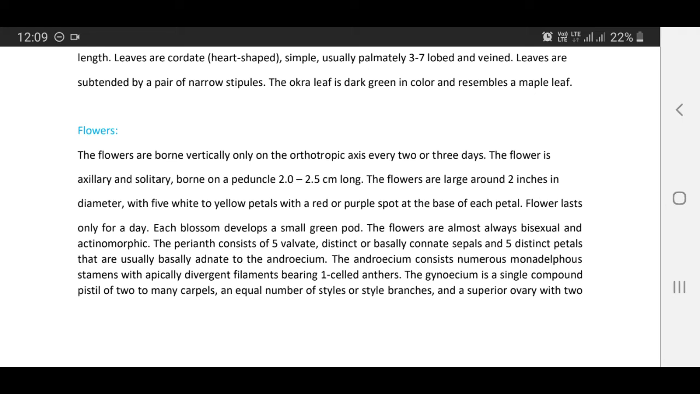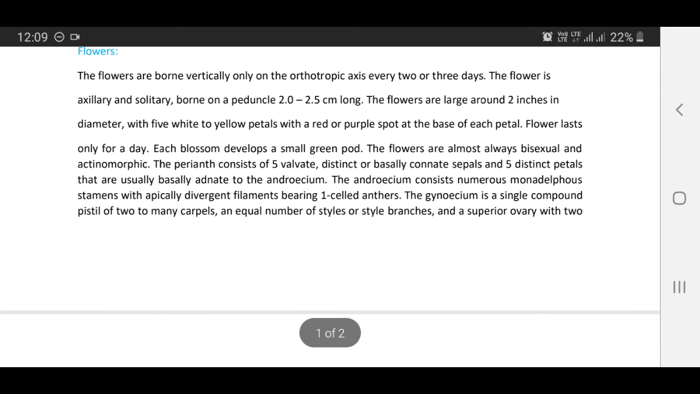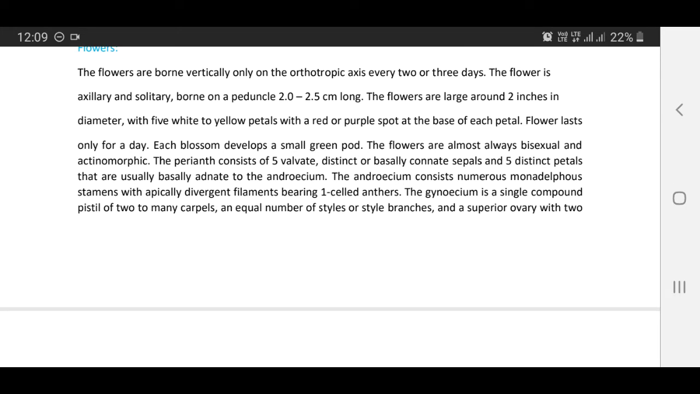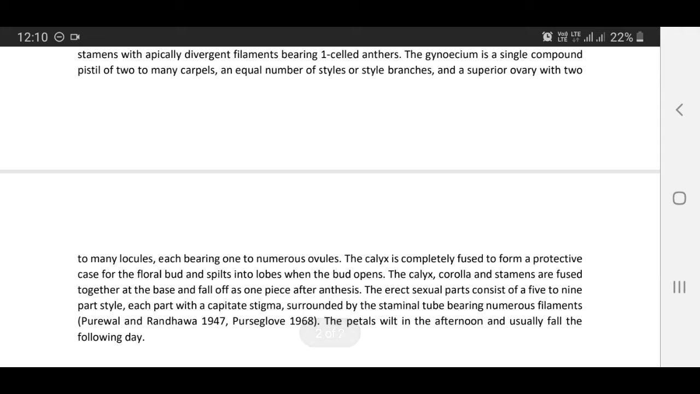The perianth consists of 5 valvate, distinct or basally connate sepals and 5 distinct petals that are usually basally attached to the androecium. The androecium consists of numerous monadelphous stamens with apically divergent filaments bearing one-celled anthers. The gynoecium is a single compound pistil of 2 to many carpels and an equal number of styles or style branches and a superior ovary with 2 to many locules, each bearing 1 to numerous ovules.